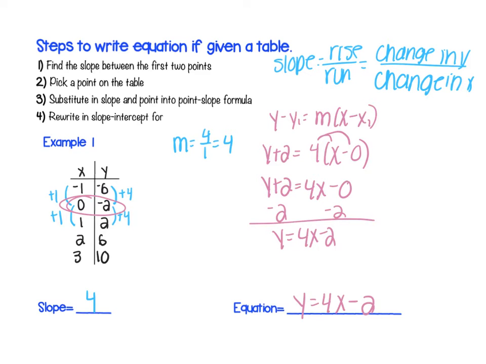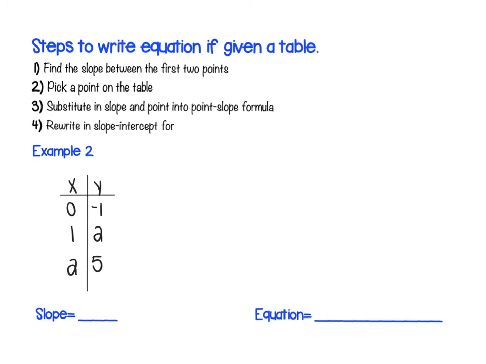Alright, and that's kind of all you have to do, okay? So you just find your slope using your table, and then you just write your equation of the line just like we have before. Alright, so here's another example of writing an equation given a table. I actually want you to try this one on your own, okay? I left the steps up there so you can see.